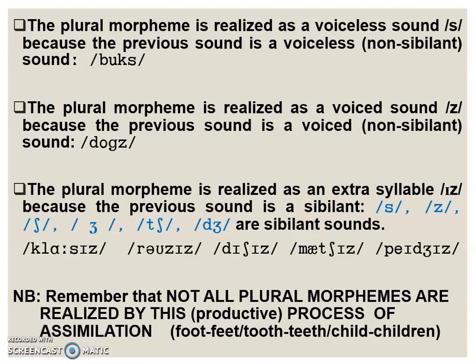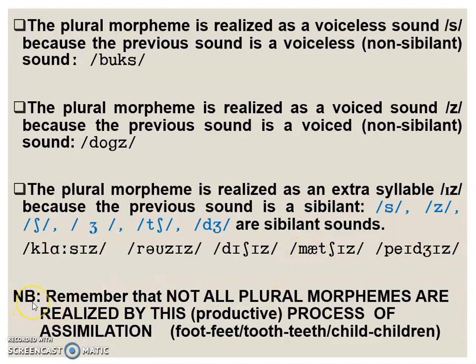Which are the sibilant sounds in English? S, z, sh, j, ch, and j. Examples: class, plural, classes, rose, roses, dish, dishes, match, matches, page, pages.